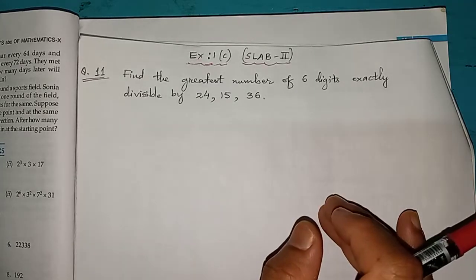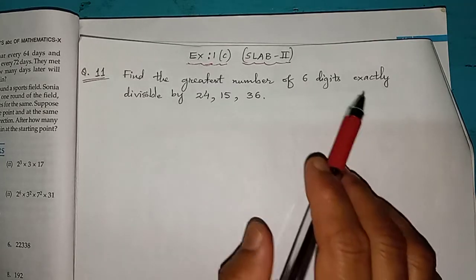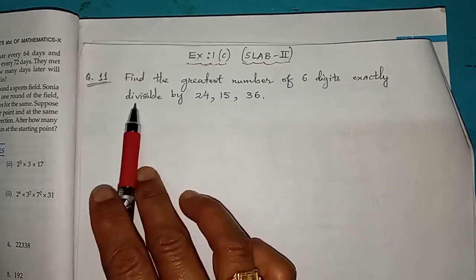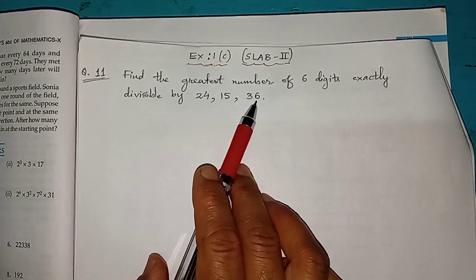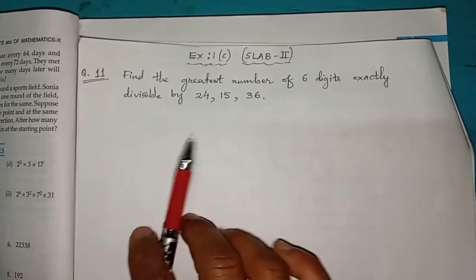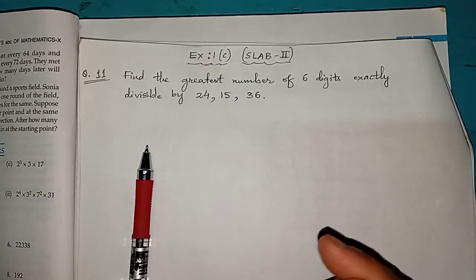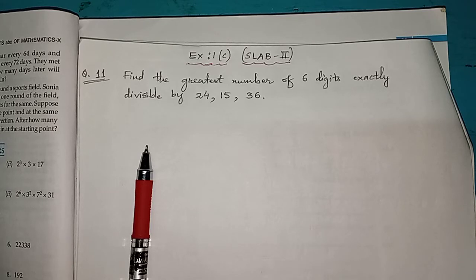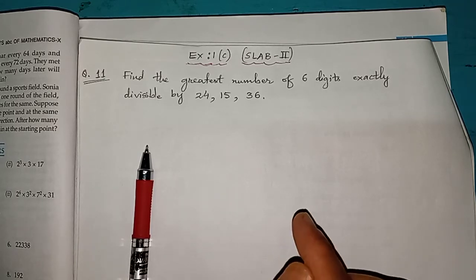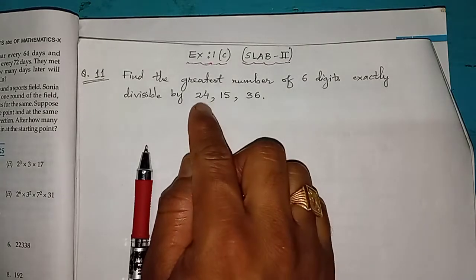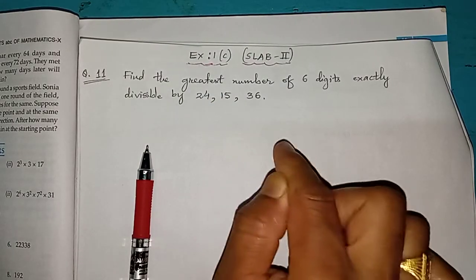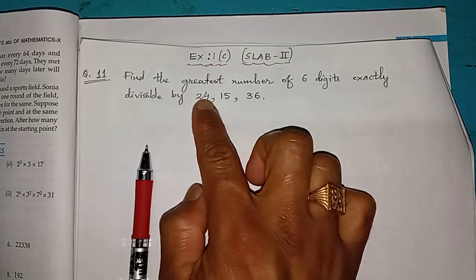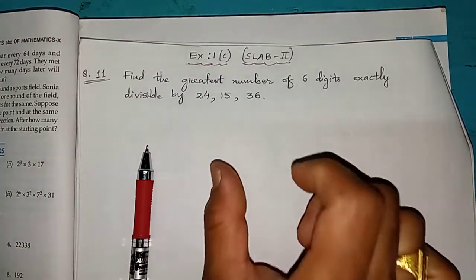And that number should be exactly divisible by 24, 15, and 36 also. That means two things are to be kept in mind. Number one, the greatest number should have 6 digits, and second, that greatest number should be exactly divisible by 24, 15, 36. When you divide that answer by 24, 15, 36, the remainders should be 0 in all the cases.